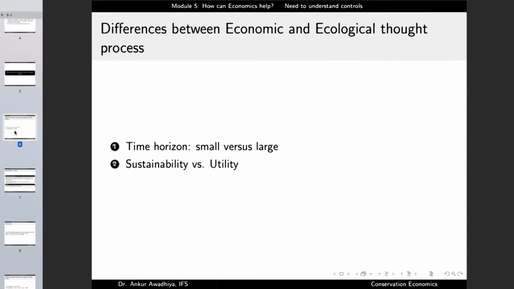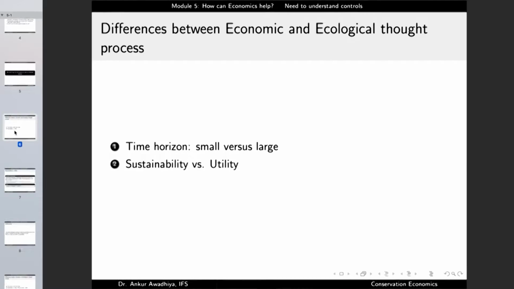Now, here it is also important to highlight the differences between the economic thought process and the ecological thought process as we are seeing currently. Now, this is something that needs to be changed. Currently, the economists and the ecologists are having a different thought process. They are looking at different dials and they are coming to different conclusions. We need to bring both of them to the same page.